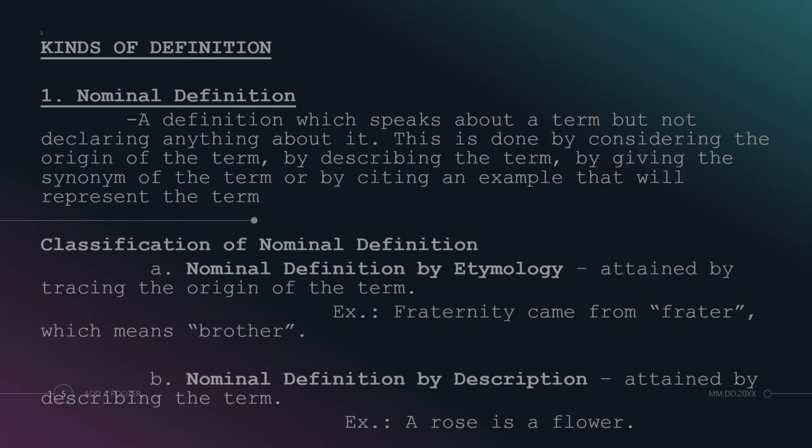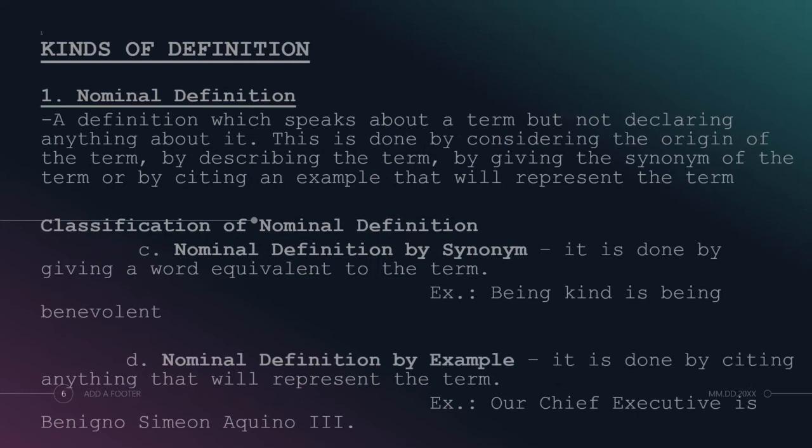Nominal definition by description is attained by describing the term. So by this means, you're trying to describe the term. A rose is a flower. It's very basic and mas madaling maintindihan din.